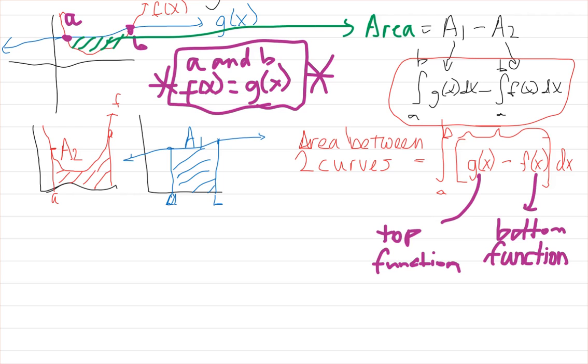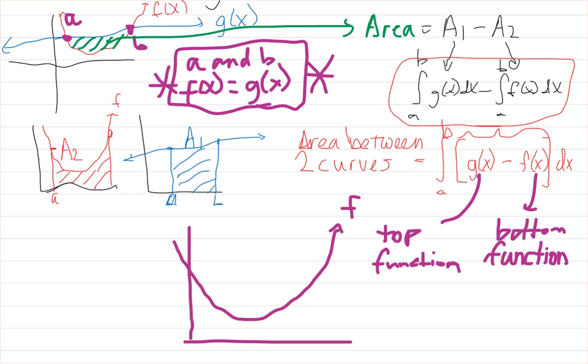Now, what do I mean by that? Well, if you go back to my original graph, here was F, and here was G. And if we look at this, G was on top and F was on bottom. So hopefully that makes sense to you. So this is our theorem for finding the integral or the area between two curves.